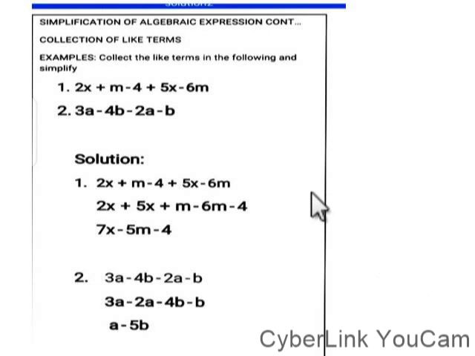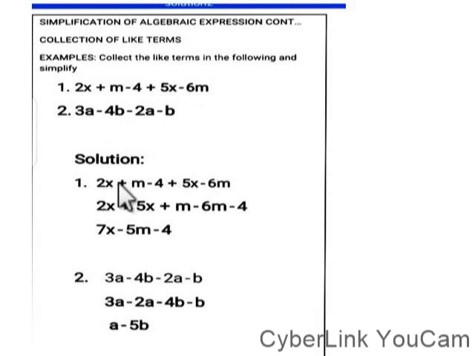The question says collect the like terms in the following and simplify. Number 1, we have 2x plus m minus 4 plus 5x minus 6m. Number 2, we have 3a minus 4b minus 2a minus b. Let's start with the first one.